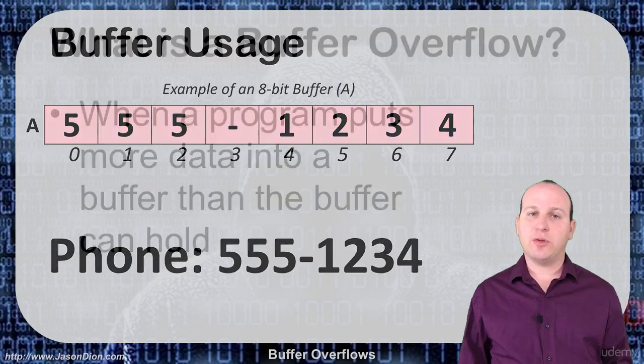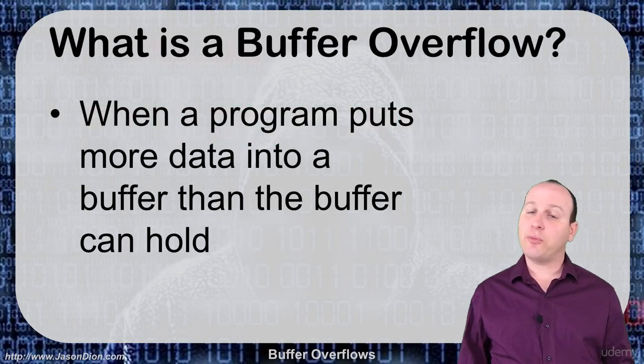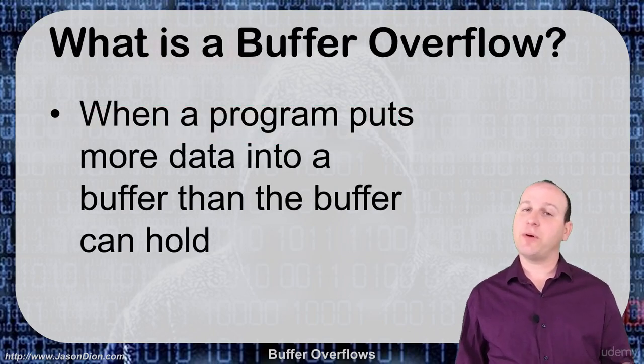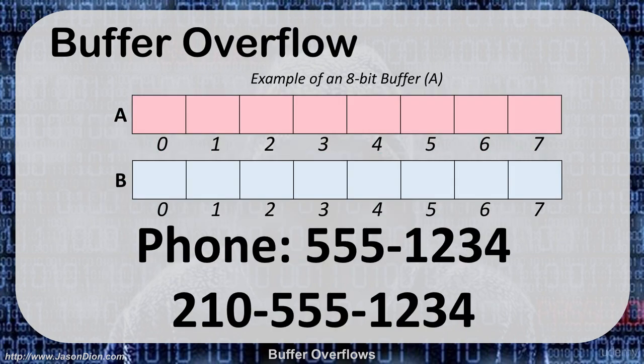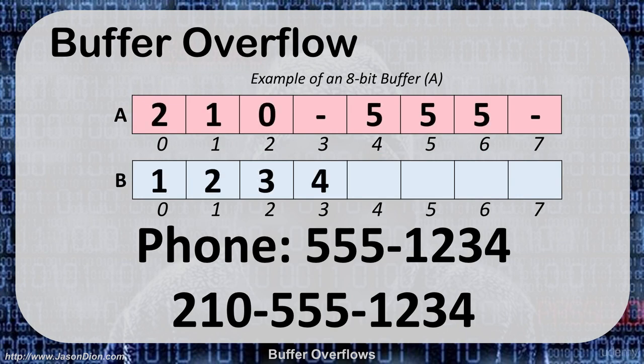What happens with a buffer overflow, though, is a program puts more data into the buffer than the buffer can hold. In our example, instead of using a regular 7-digit phone number, what if I use the area code as well? Now, instead of being able to put the entire number in A, the buffer I was looking at, it's going to overflow into B. So it goes 210-555-1234. When I read from buffer A, I'm actually getting 210-555-.